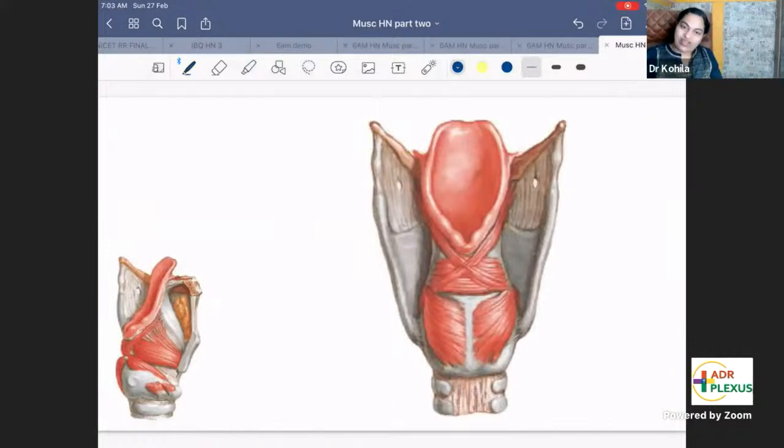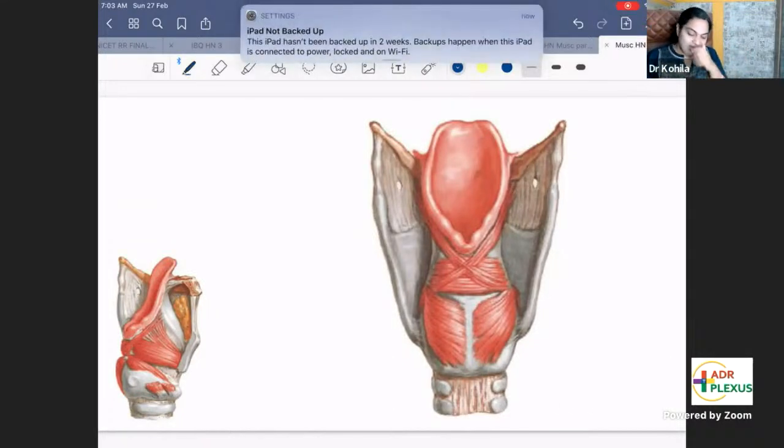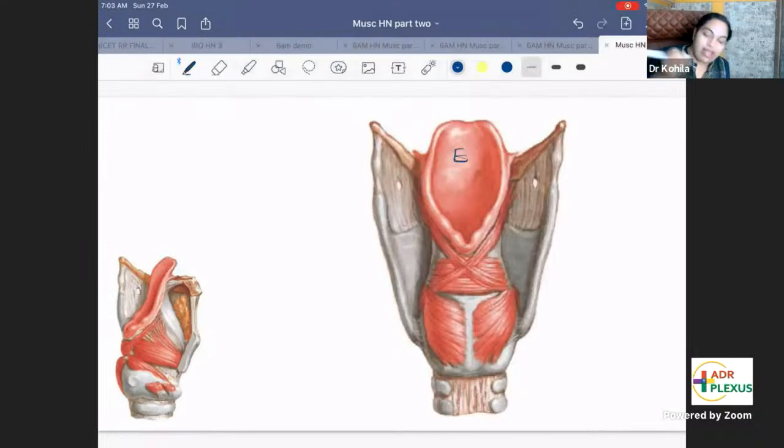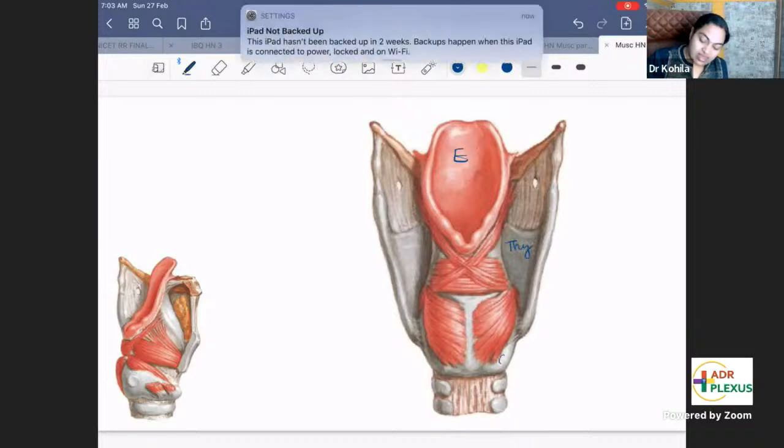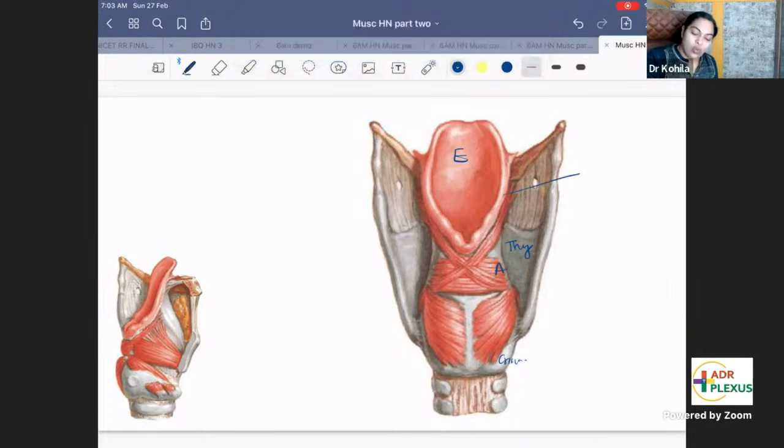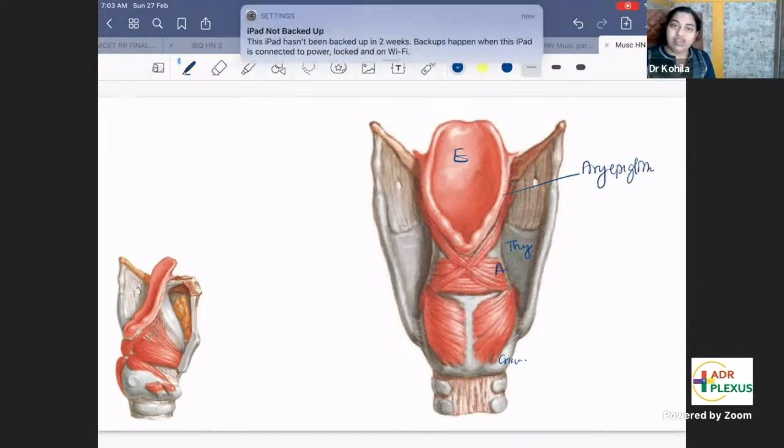I've just reduced the size of the previous image for reference, okay? This is another important diagram you can see here. So, first identify the cartilage. This is the epiglottis. This is your thyroid cartilage. This is the cricoid cartilage. This is the arytenoid. Okay, now we'll do the muscles. So this one, can you tell me guys, now you should be thorough. Yes, this is the Ari epiglotticus muscle. What is its function? Closure of the laryngeal inlet.